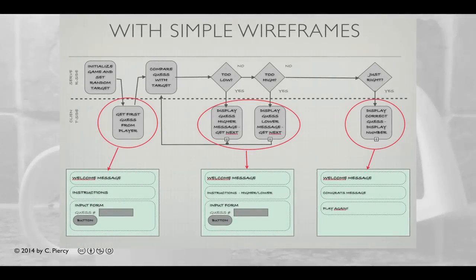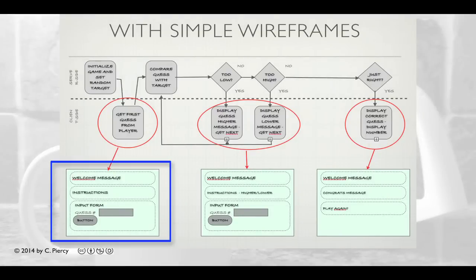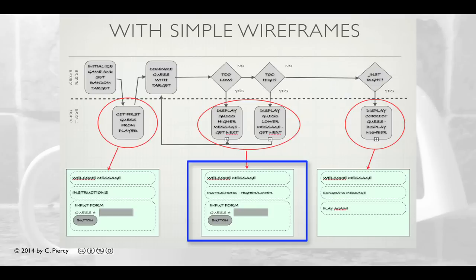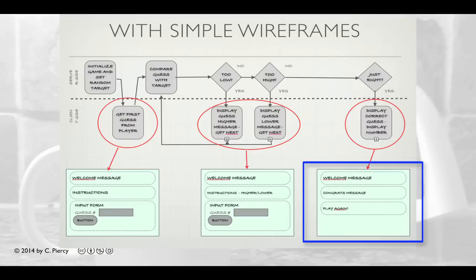One more thing to think about: how will our views look? Here are the simple wireframes. The initial view will have a welcome message, some instructions, and an input form for the first guess. This is already created on index.jsp. Notice it's very similar to the view when the guess is incorrect. We have a message, some instructions along with whether to guess higher or lower, and then a similar input form. Finally, once we get the correct guess, we'll say congrats, and we'll have a link that says play again.